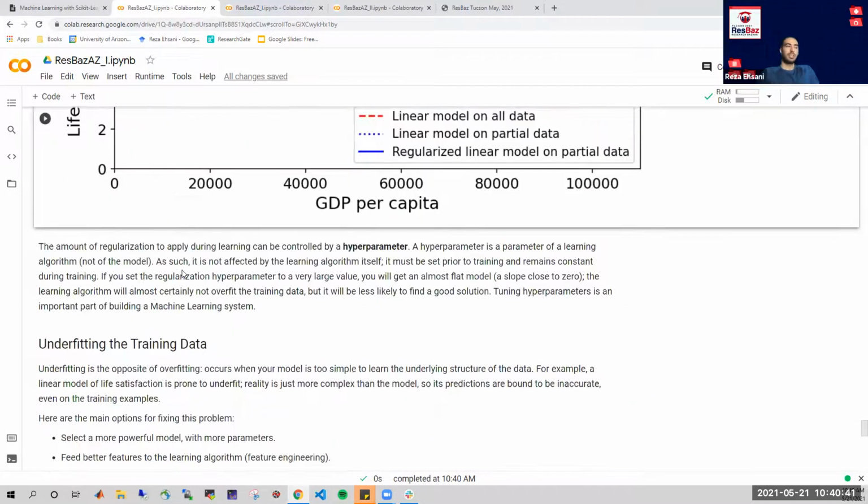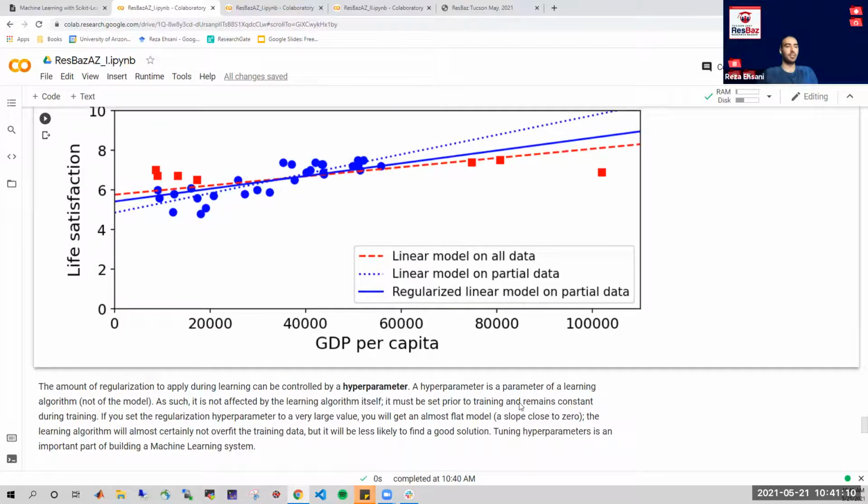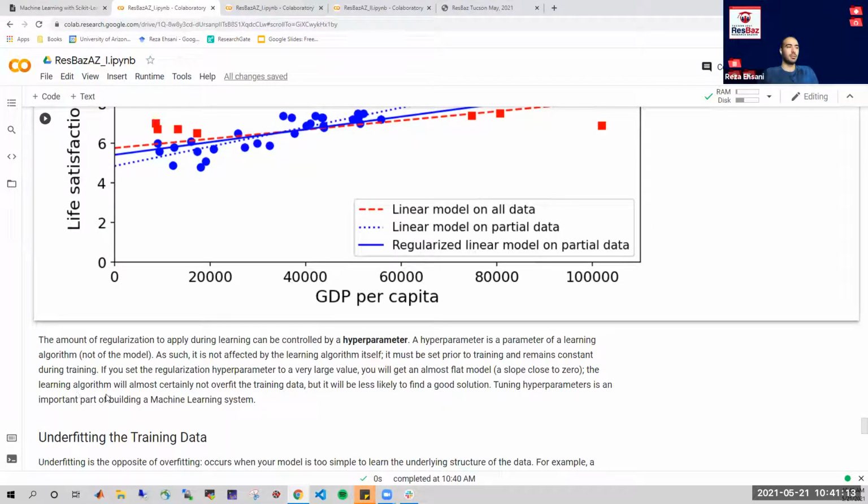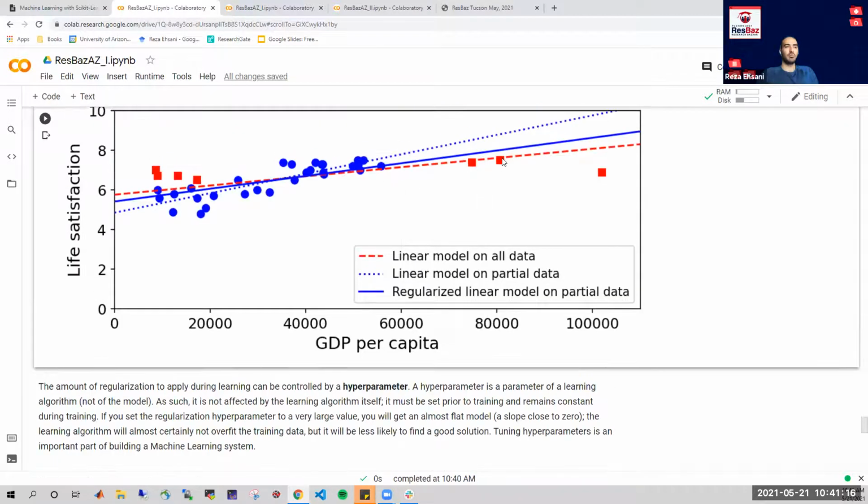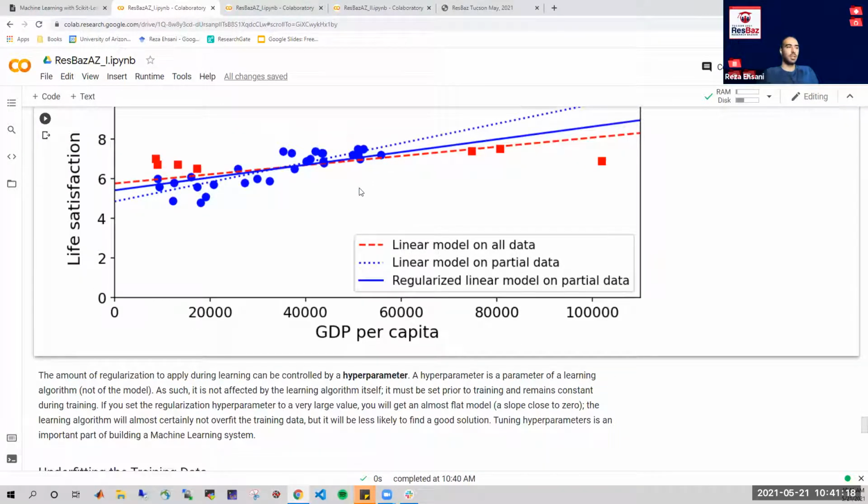The amount of regularization is usually controlled by a hyperparameter. A hyperparameter is a parameter of the learning algorithm, not the model, and it is not affected by the learning algorithm itself. It is usually set before the training, and it stays constant during training. If we set the regularization hyperparameter to a very large value, we will get an almost flat model, as I showed here. And if we set it to a very small value, it doesn't change the model that much.